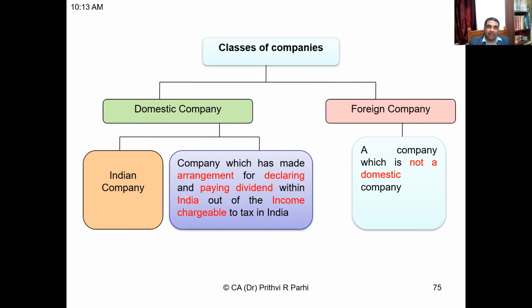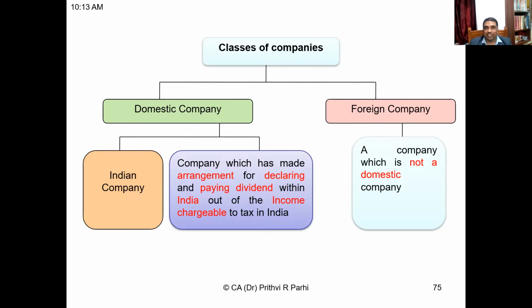Company distributes this dividend. And if a company, it may be a non-Indian company, has made arrangement for declaring and paying dividend within India, that means dividend has to be declared and paid within India out of the income chargeable to tax in India. That means his income is chargeable in India. Even if it is a non-resident company, income in some situations will be chargeable in India. We'll be learning that concept. And if that company, which has some income chargeable in India, has made some arrangement for declaration and payment of dividend within India, that will be referred to as a domestic company, even if it is not an Indian company. Okay.